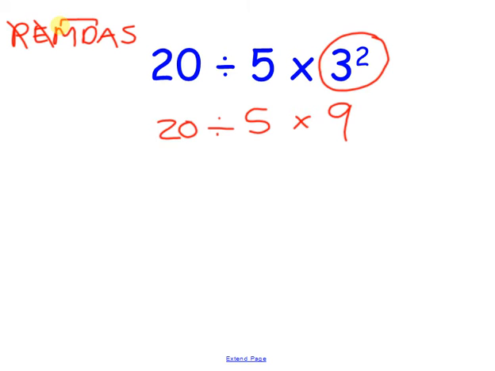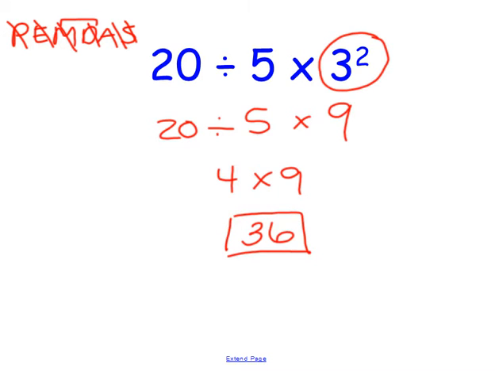Multiplication and division, remember we do it together from left to right. Do I have any multiplication and division? Yes. I'm going to start on the left. What's 20 divided by 5? 4. Rewrite the problem. Do I have any multiplication or division left? Yes, I have multiplication. 4 times 9 is 36. So I don't even have to worry about addition and subtraction. So your answer to this problem is going to be 36.